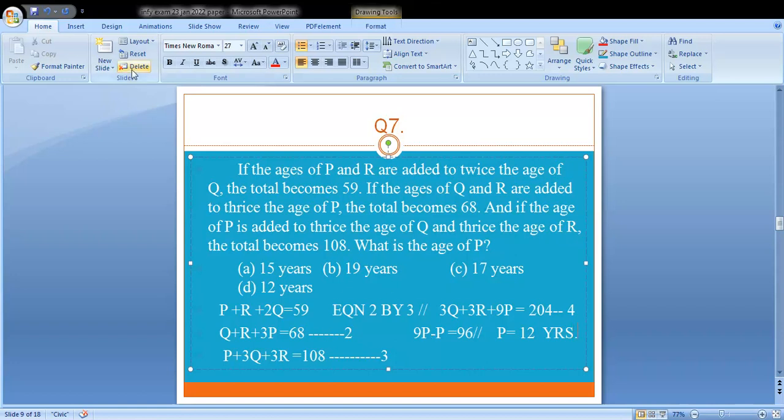Hope it is clear. So when we wrote it in the form of equations, we got three equations. We multiplied the second equation by 3. Then we got one more equation, that is the fourth one. Then from the fourth equation we subtract the third equation, and we got the answer. So we are going for the next one.